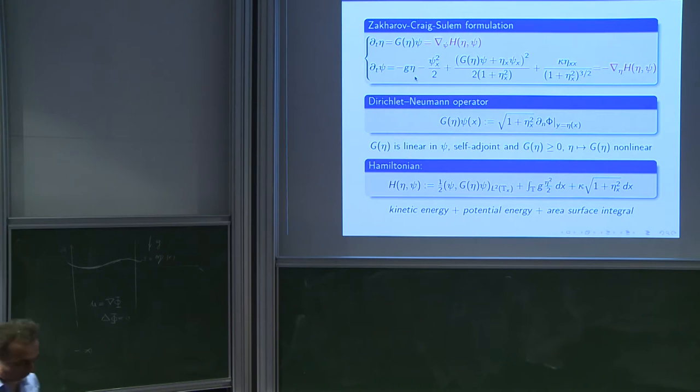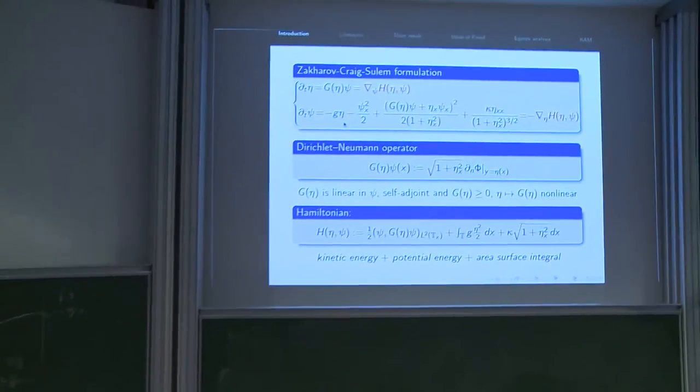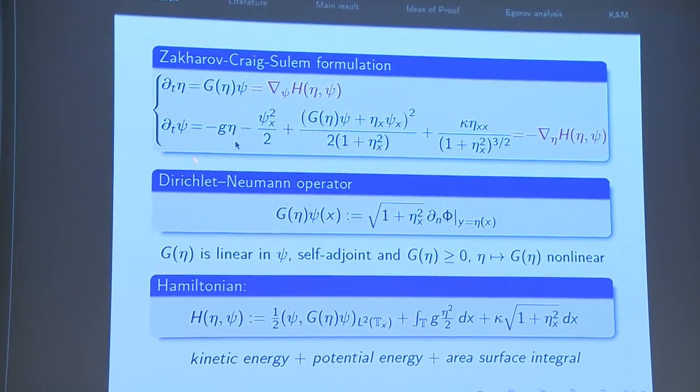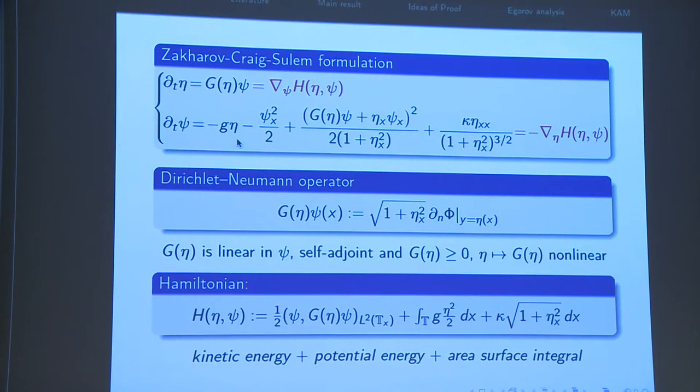And we shall follow the Zakharov-Craig-Sulem formulation, which is this one. So eta and psi evolve according to the Hamiltonian formulation, as this Hamiltonian system. This is the L2 gradient of the Hamiltonian, which turns out to be expressed, as was seen yesterday, by the Dirichlet-Neumann operator of the surface applied to psi, which is a linear operator in psi. And then there is the second equation, which is, on the contrary, quite longer.